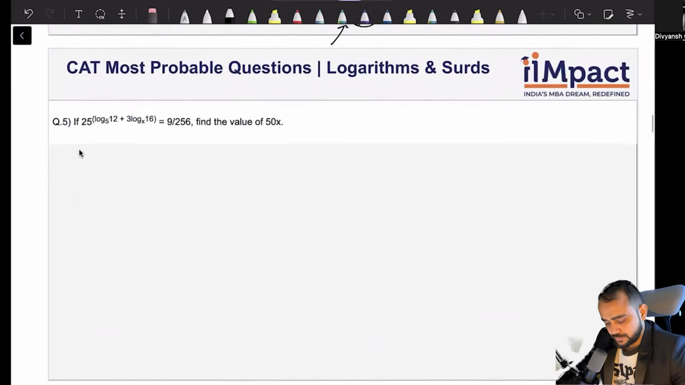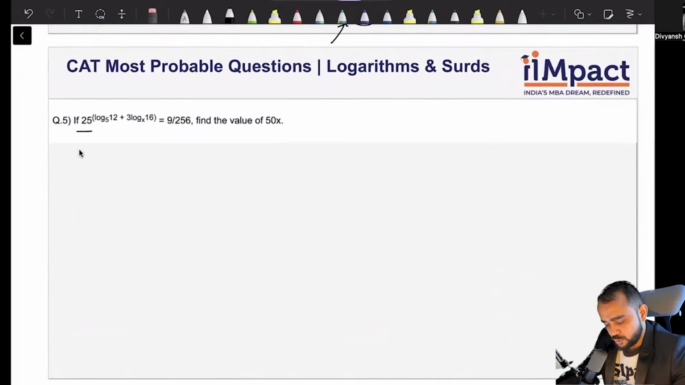Moving on. So we are given 25 to the power something is equal to 9 by 256, and we have to find the value of 50x. Now, right off the bat, what are the observations? This is a perfect square, right? So I don't need to be intimidated by this expression. Secondly, 25 is 5 square, the base is 5, and I have a log term with 5 here. So let's separate these terms.